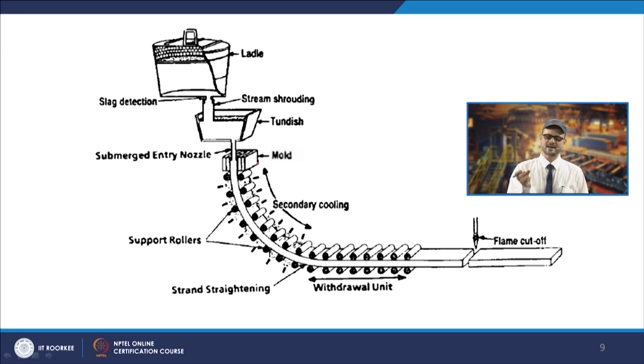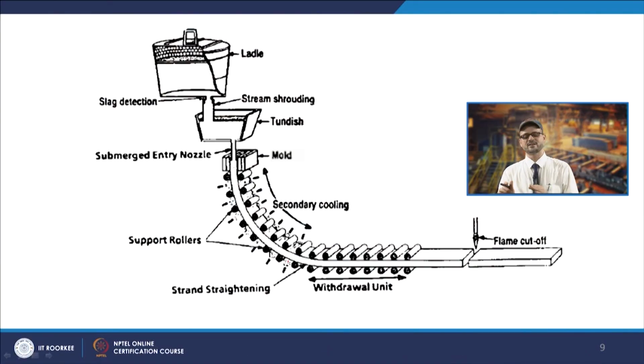It will be moving in this direction, and once it comes here, you have a bend. If you go for a completely vertical setup, you require very large vertical space, which is troublesome on many grounds, like space requirement problems and handling issues. So what you do is take the liquid metal vertically into the mold, and after that you bring it into a horizontal form. For that you are providing this bend, and once it is bent, you have to straighten it. For that you further straighten it with the help of these rollers.